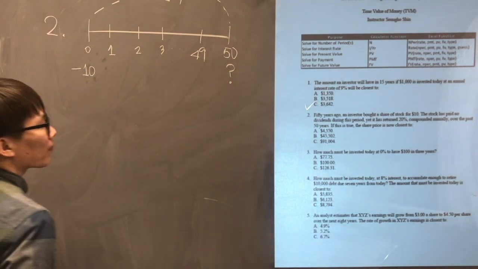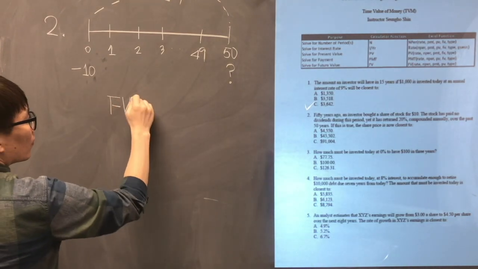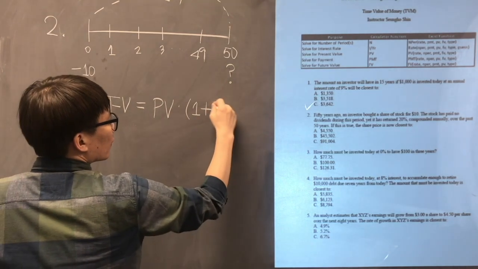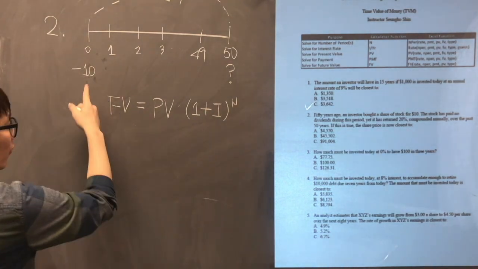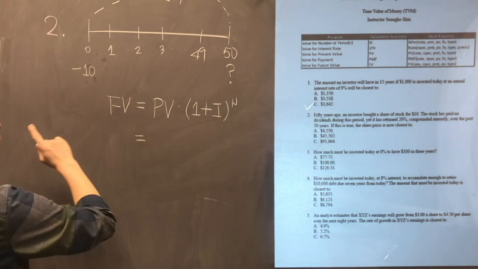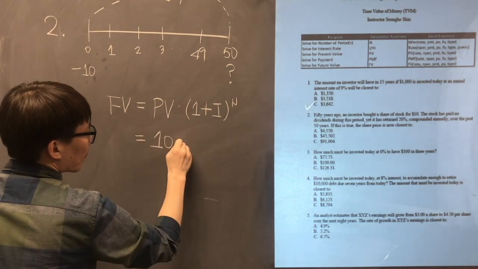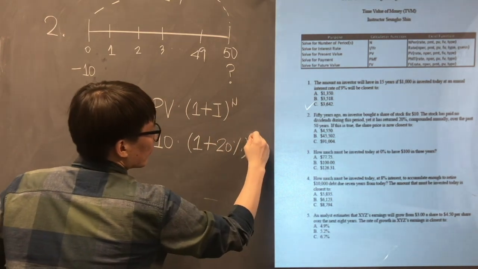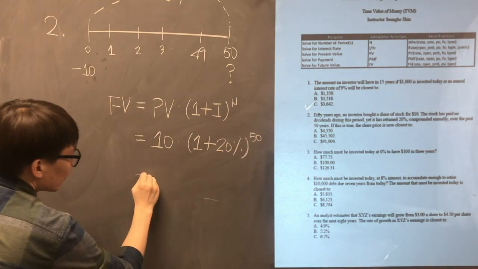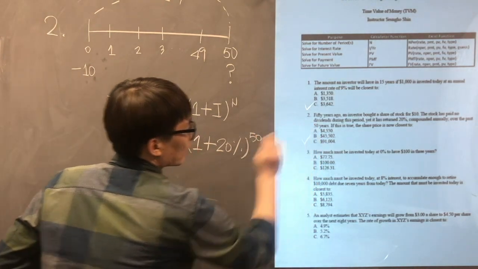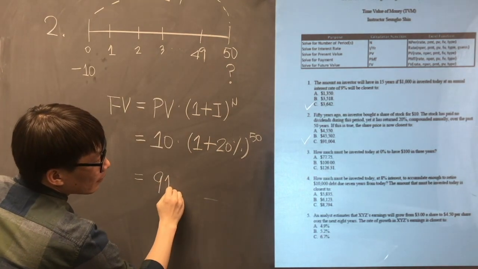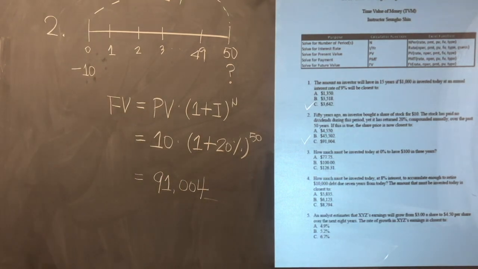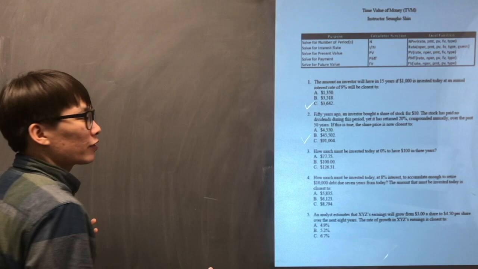What is the current value? Again, future value equals present value times 1 plus interest, and plug in, right? $10, 1 plus 20%, and the number of years is 50. In this case, you will get 91,004. Sounds good? Now, question 3.